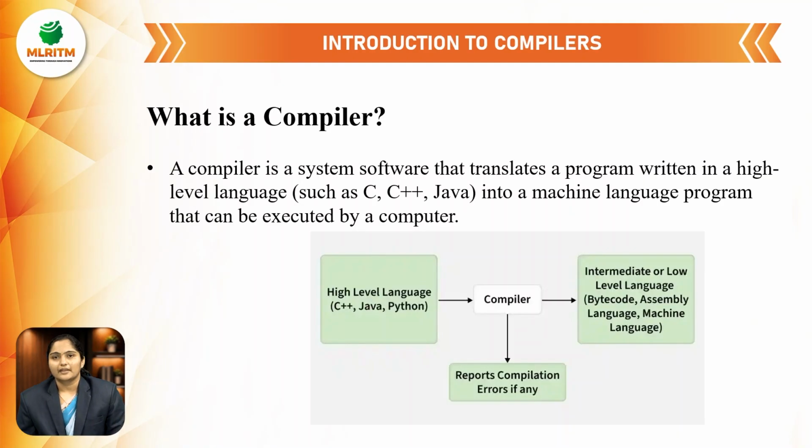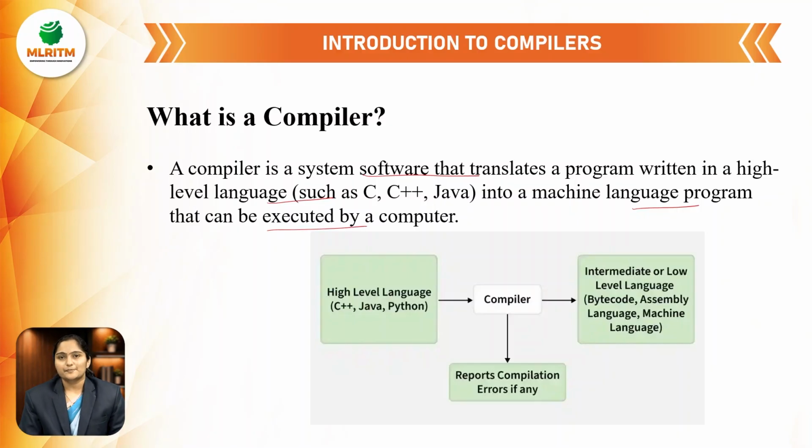What is a compiler? Generally, we write programs in high-level languages like C, C++, Java, and Python. These languages are not understood by the computer, because computers only understand machine language, or binary instructions. So there should be someone to translate these high-level languages to machine language. This is where a compiler comes into the picture. A compiler is software that translates a program written in high-level languages such as C, C++, Java into machine language that can be directly executed by the computer.